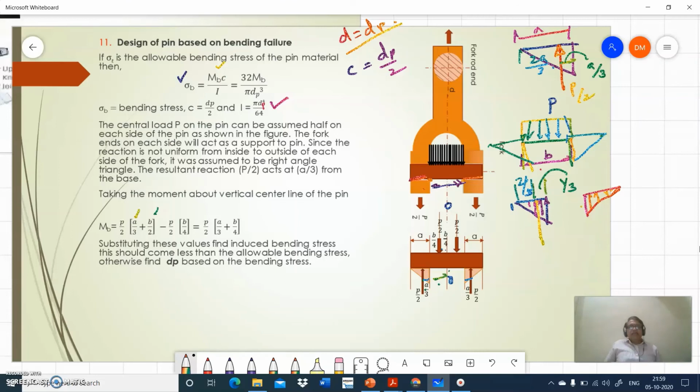From the center line, P by 2 is acting downward, and at the center it will be anti-clockwise. So that's why it is minus P by 2 into b by 4, where b by 4 is the distance. So by summation, it will give P by 2 into a by 3 plus b by 2 minus b by 4. You add this and find the bending stress. This should come less than the permissible sigma b for the pin. So this is how we can calculate the bending stress. The same thing I can show on the slide.